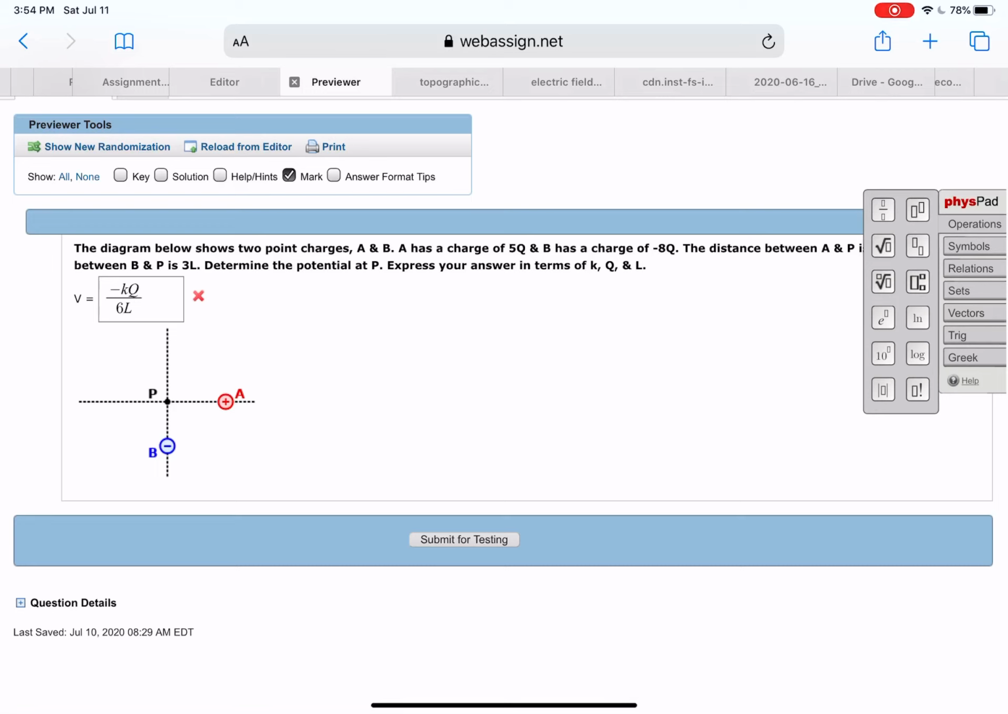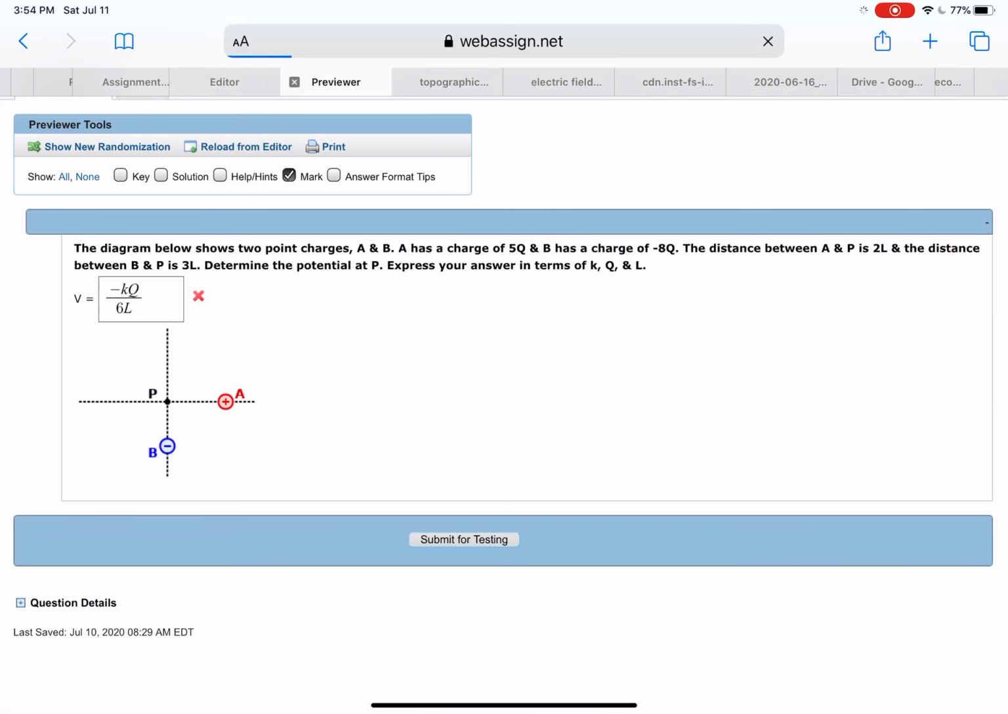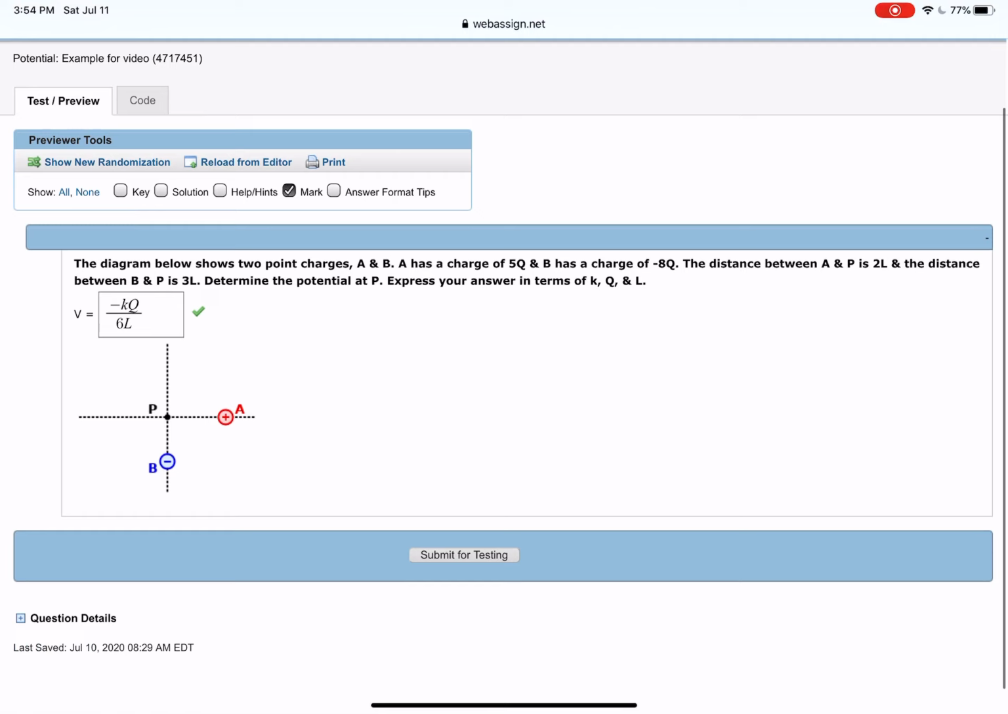By the way, it does matter if they are lowercase or uppercase. You can see the K is lowercase, but the Q and L are uppercase. So that's why I typed them in that way. If I typed in a lowercase q, it would automatically be counted wrong. Has to be capital Q, has to be capital L, has to be lowercase k. Submit for testing. And there we go.